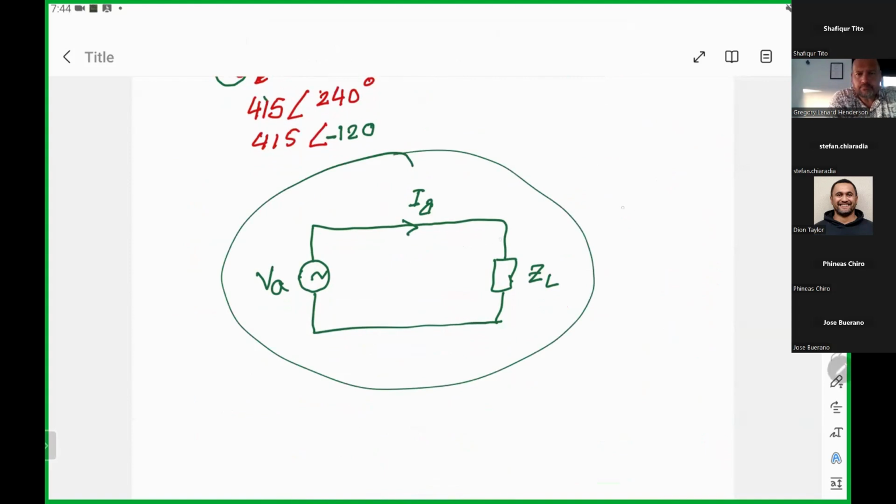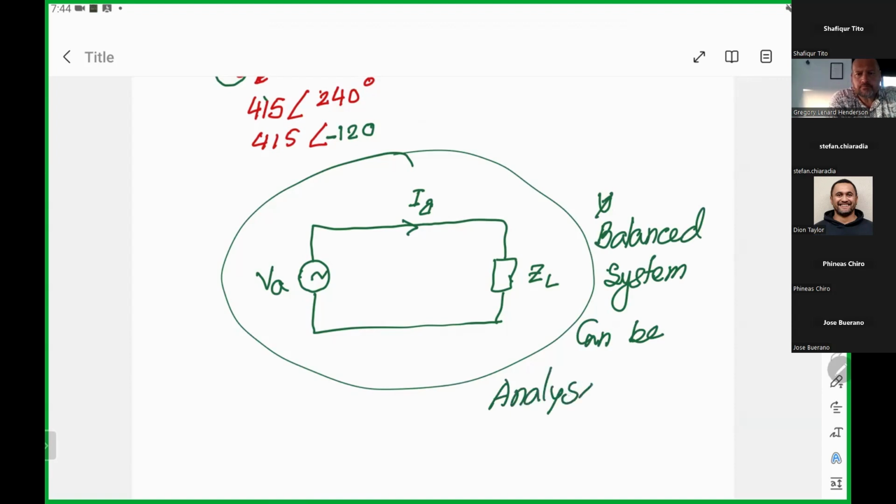You can do this whenever your system is balanced. A balanced system can be analyzed using only one phase.